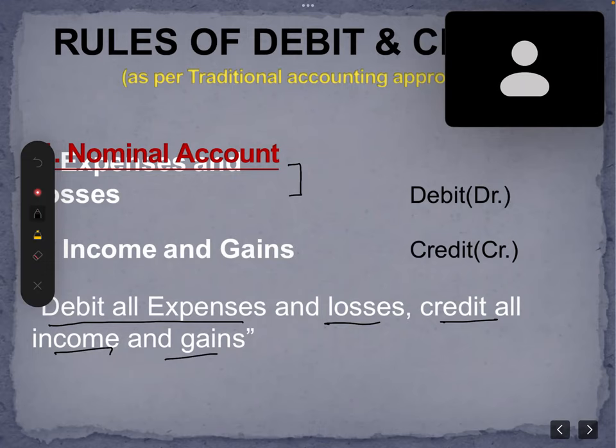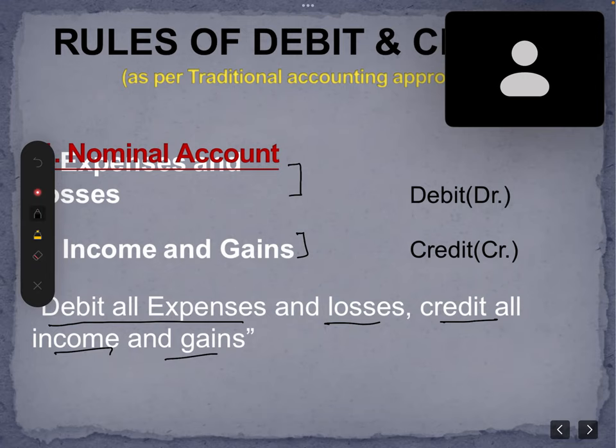So if we are talking about expenses or losses, whenever there is an increase in expense, it says expenses or losses need to be debited. Similarly, if there is income and gains, it should be credited. We can simply say that if there is an increase in expense, that should be debited. If there is a decrease in expense or there is a gain, we should credit it. Decrease in expense simply means it is a gain. So expenses and losses need to be debited, incomes and gains should be credited, in respect of the nominal account.